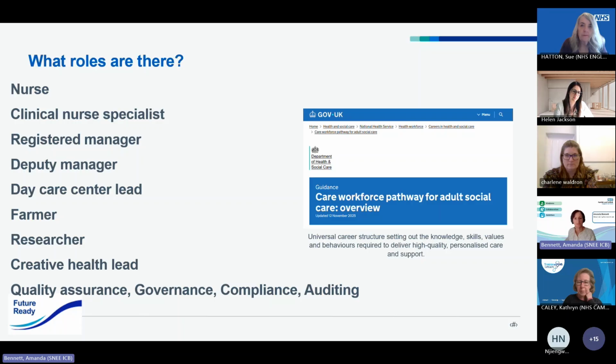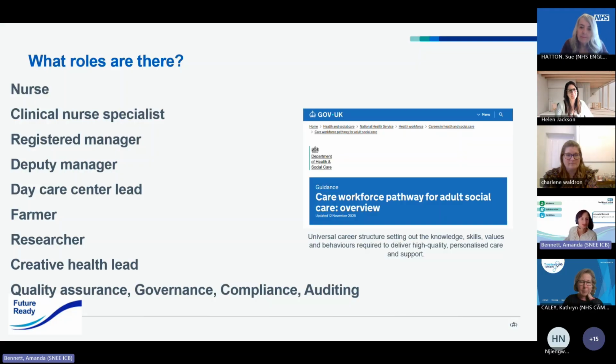And within there, yes, you might start in maybe a junior role as a nurse, but there's a whole lot of places where you could go after that. So you could move up to clinical nurse specialist, you could move up to being a registered manager or a deputy manager of a home. You could be a daycare centre leader. You could be a farmer. Like I said, we know some nurse farmers out there supporting people on their care farm.